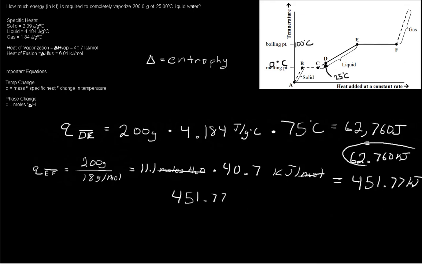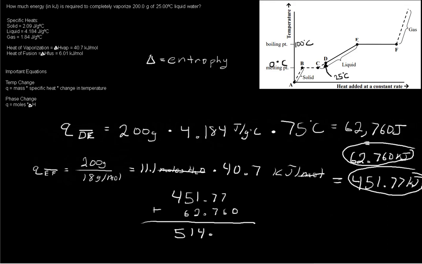So next, the last step is to add the two values up. So we add this and this together, plus 62.760. And as a final answer, you get 514.53 kilojoules. So your answer is 514.53 kilojoules is required to completely vaporize 200 grams of 25 degree Celsius liquid water. And that's your answer.